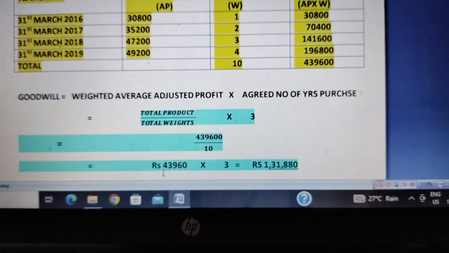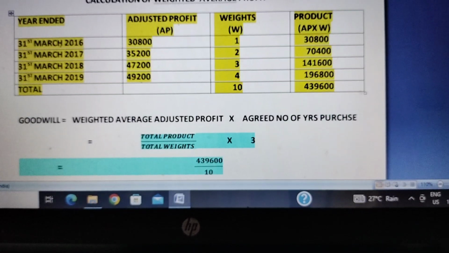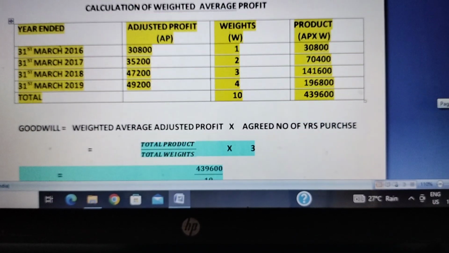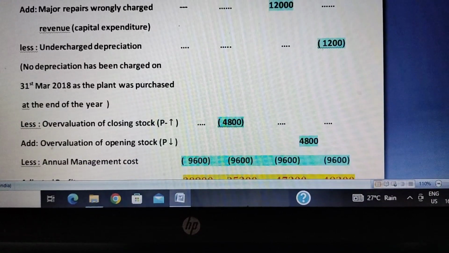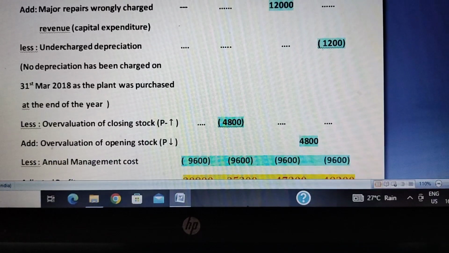So if you calculate, you will get the goodwill as 1,31,880. So what is to be done while calculating weighted average profit? Definitely you need to prepare this sort of table: year ended, adjusted profit, weight, and product. If adjustment is not required, then you can just write profit. But if adjustment is required, then before preparing the table for calculating weighted average profit, you have to prepare a table for calculating adjusted profit like this. As I have already explained, after doing this, you can easily find out goodwill.